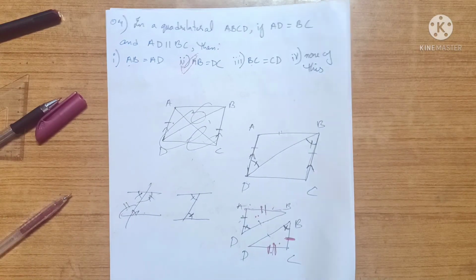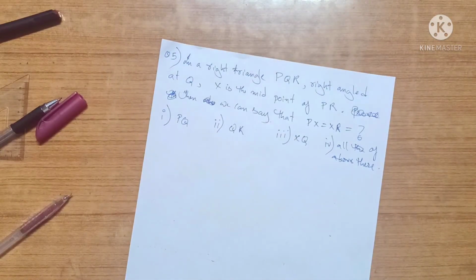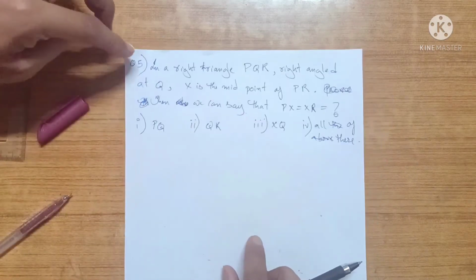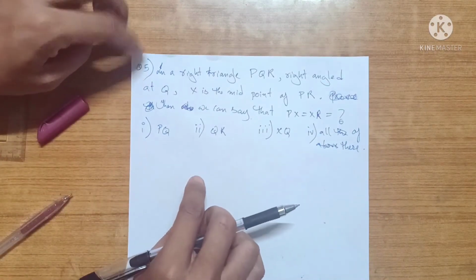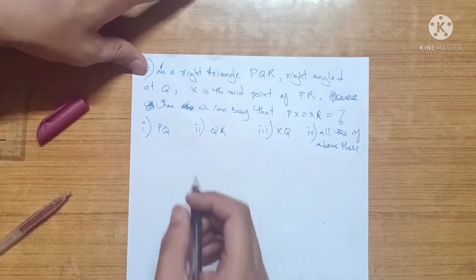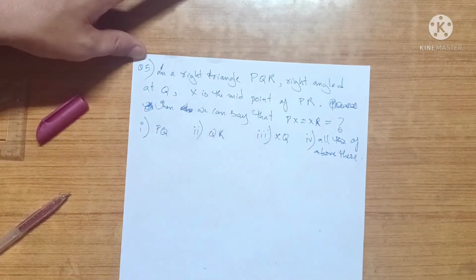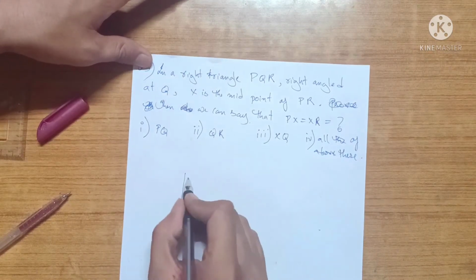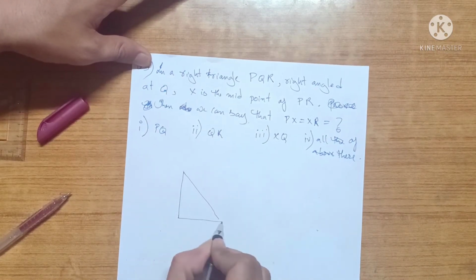Okay, let's do one last question for this video. Question number 5. In a right angle triangle PQR, this is literally your textbook question. I just made it into multiple choice. Last question from your textbook, I think. In a right angle triangle PQR, right angle at Q. So let's try a right angle triangle. Draw, I mean.